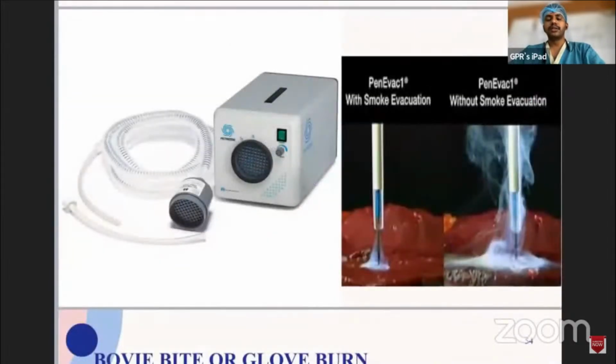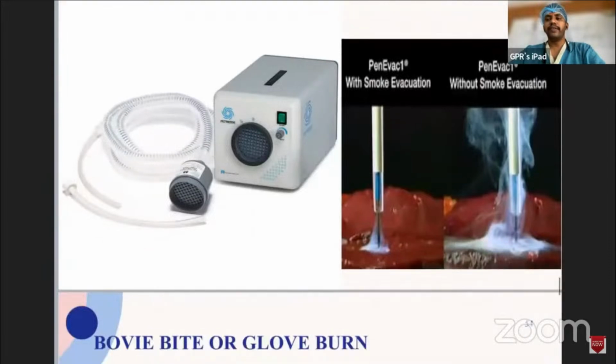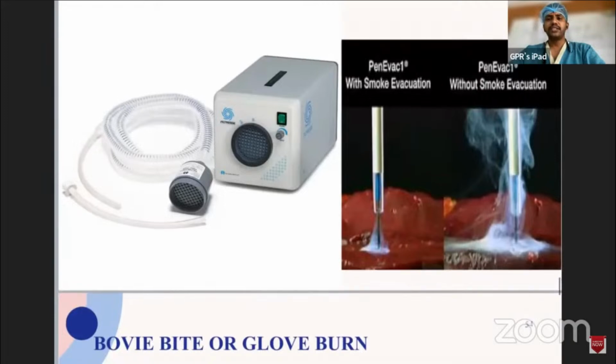To overcome this scenario, we have something called a pen evac. As I said, the monopolar tip with the evacuation chamber, which has less smoke that can be inhaled by any person in the operation theater. And in the left corner is the endo evacuator, which is connected to one of the trocars per se, and this will evacuate the harmful and dangerous surgical smoke out of the surgical field.